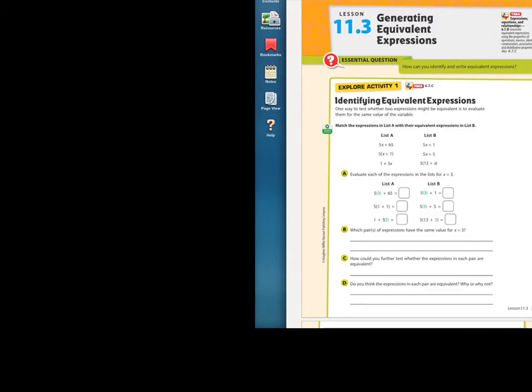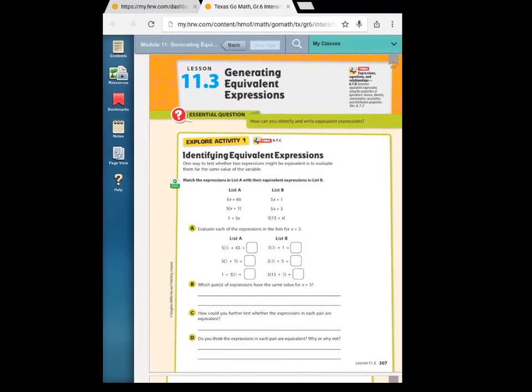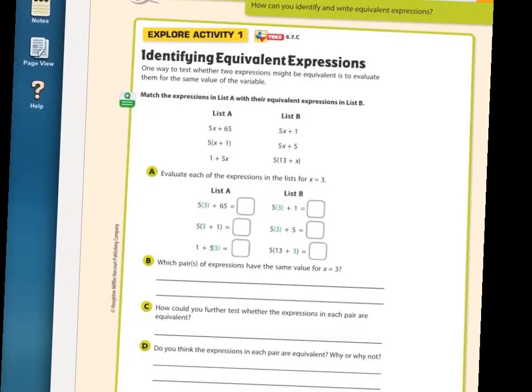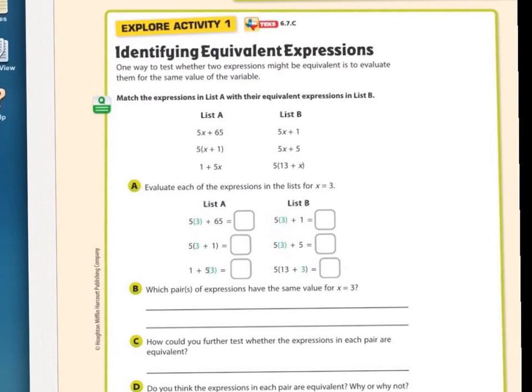In our vocabulary lesson we studied the term equivalent expressions a little bit. Most of you know that equivalent means equal, and expressions are just math problems. Expressions don't have an equal sign, but we can set expressions equal to other expressions. I don't want you to take notes right now. I'll tell you when to get them set up. We're just going to look at Explore activity number 1, identifying equivalent expressions.